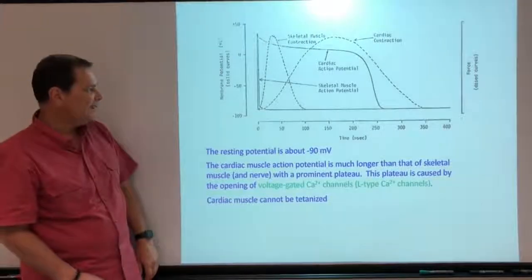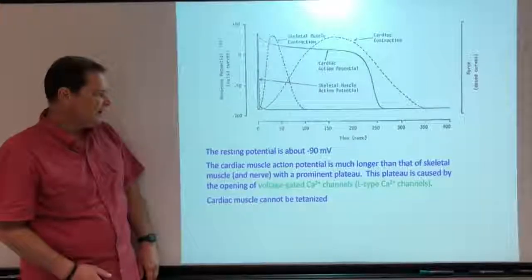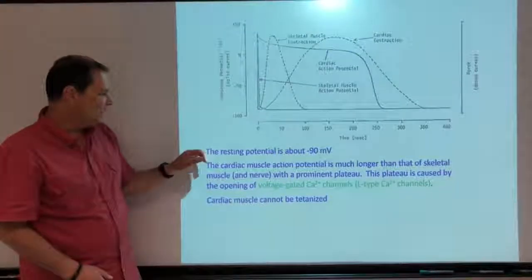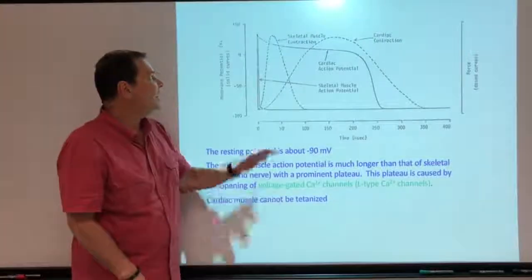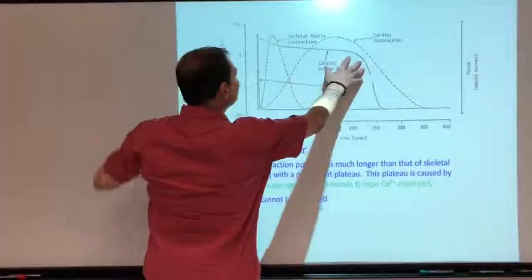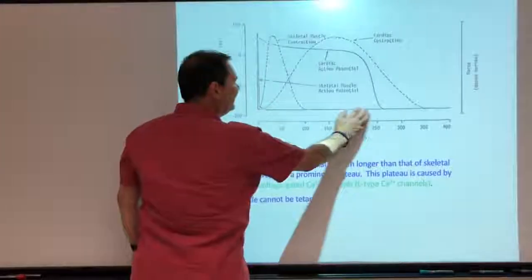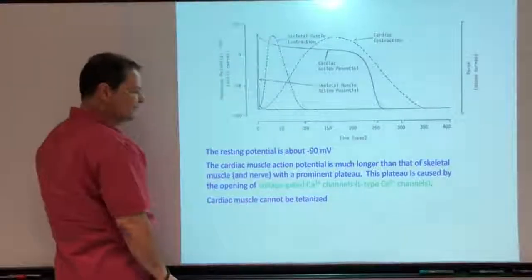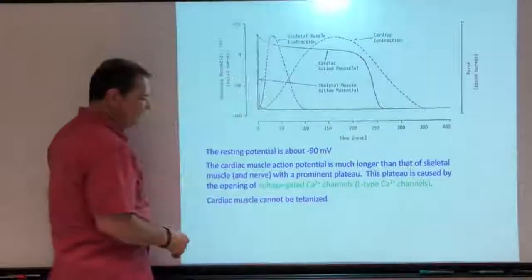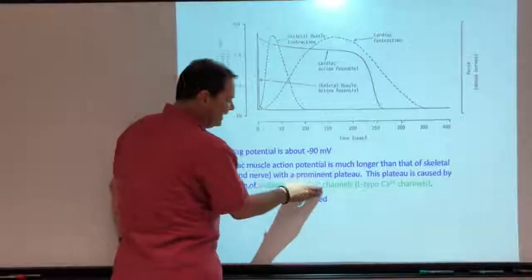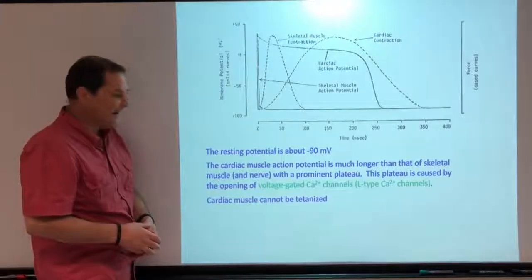Here is our cardiac action potential, which I introduced you to in the introductory lesson to this block. The resting potential is about minus 90 millivolts. And you will see the cardiac action potential compared to the skeletal muscle action potential. And you can see right away that the cardiac muscle action potential is much longer than the skeletal muscle action potential. And the reason is because of the existence of voltage-gated calcium channels in the membrane of the cardiac muscle.